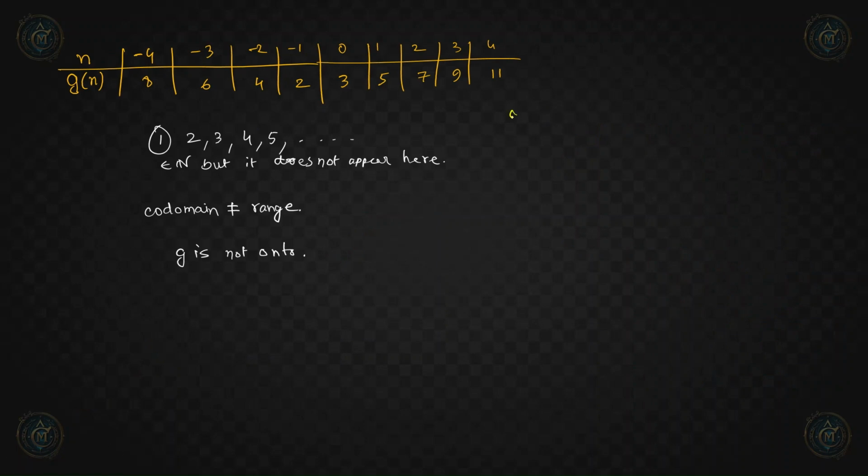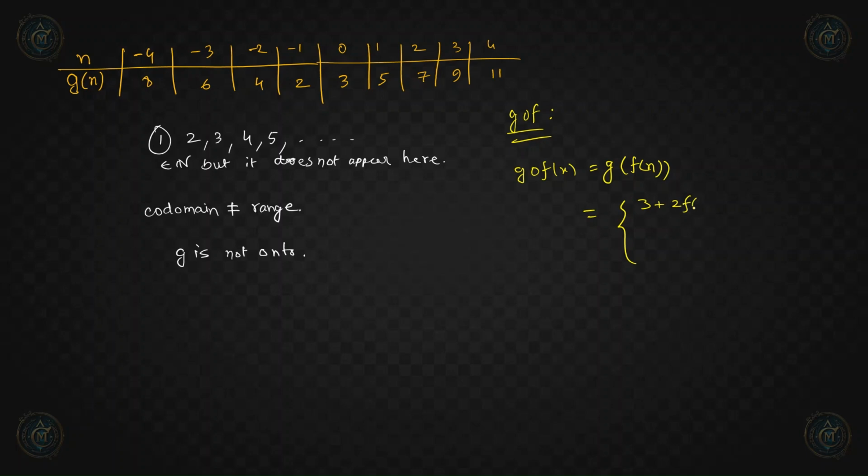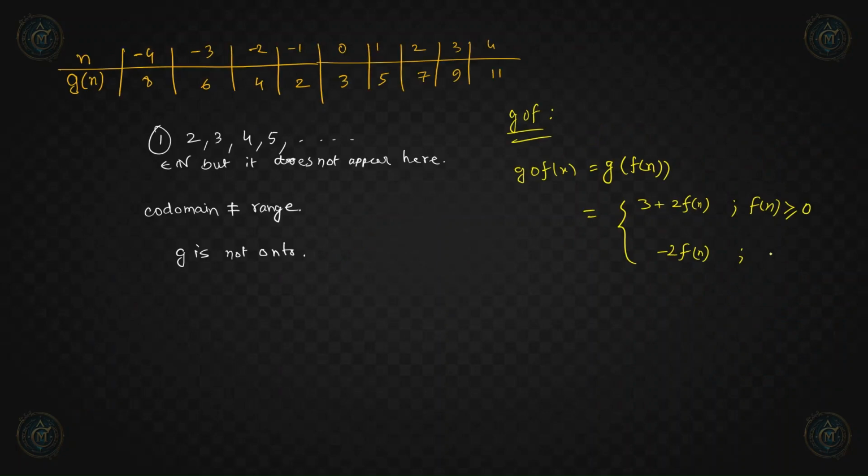Let us try to find g of f first, right? So g of f, we can say, will be g of f(n), right? g of f(n) will be, by using the definition of g(n), we can say this will be 3 plus 2 times f(n) when f(n) is positive or equal to 0, okay. Then we have this equal to minus 2 times f of n when f of n is negative, right?